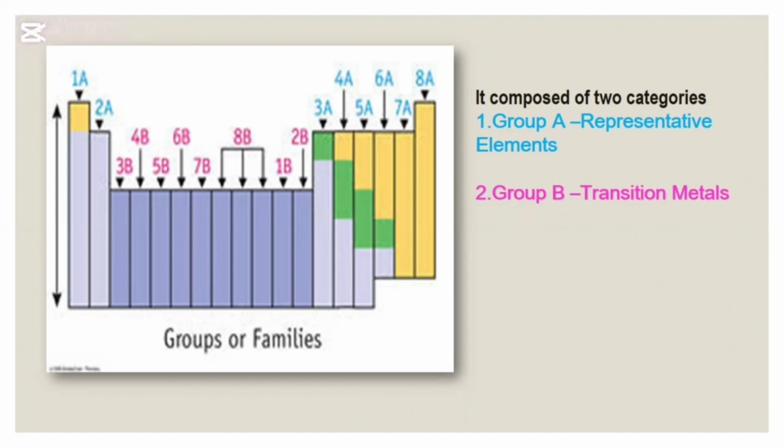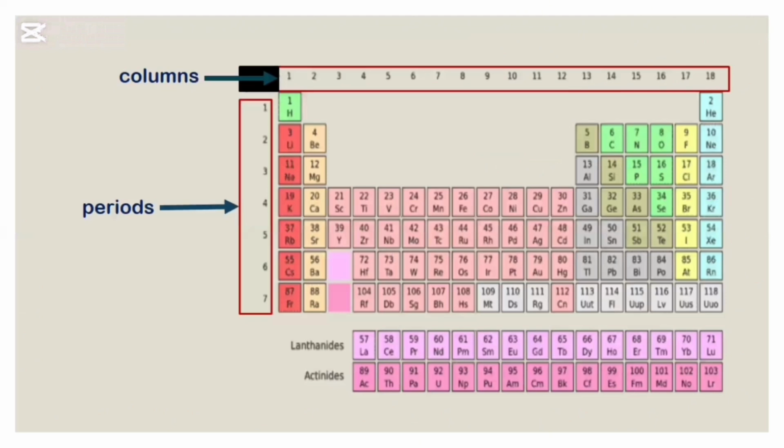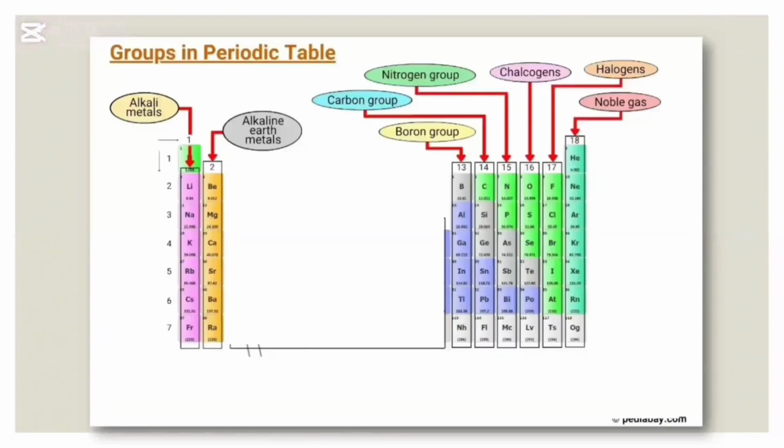According to that, group A includes the alkali metals. Group A elements are called the representative elements and group B elements are called transition metals. This is how these two, group A and group B, were categorized. And this is actually the modern classification of the groups, where we call them columns and they are numbered from 1 to 18. And this is how the group A classification was done.